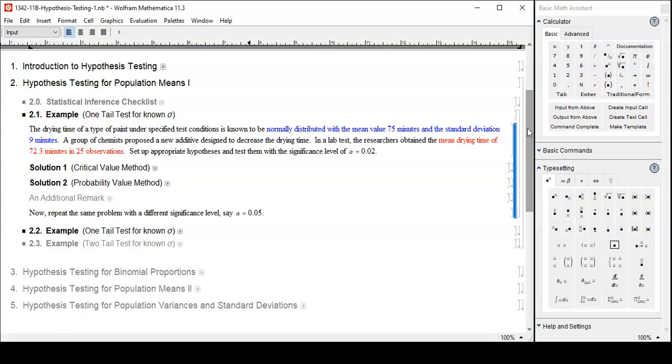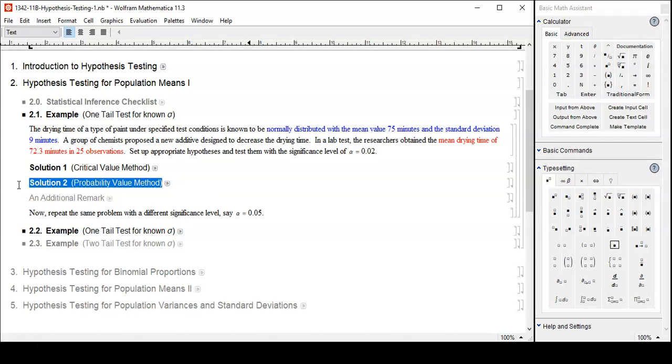Now, before starting these, let me give you a fair warning. Both are important on their own. Both are significant. Now, do you have to learn both? The answer is probably not. If you go to our textbook, according to our textbook's problem, you have to know both. It gives you problems in both ways. And a little bit more emphasis is in solution 2, probability value method.